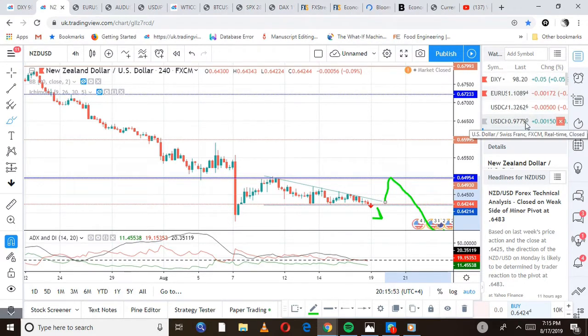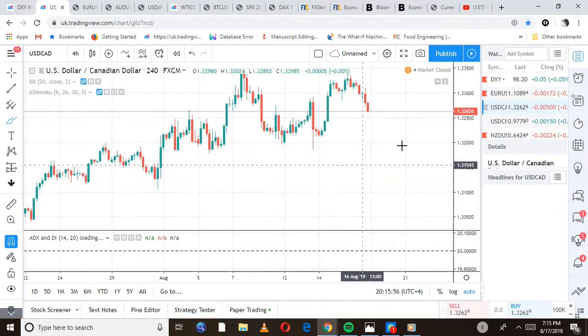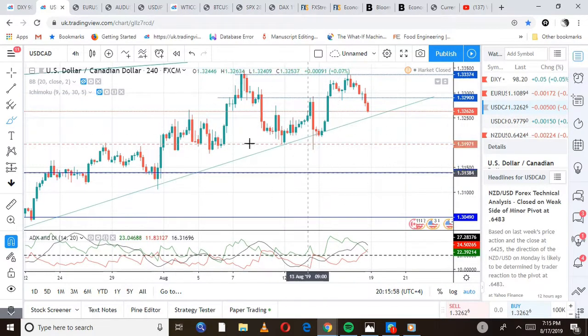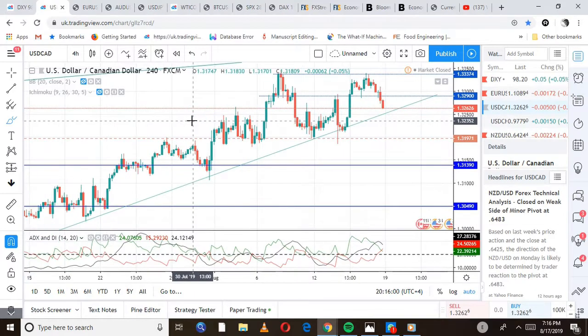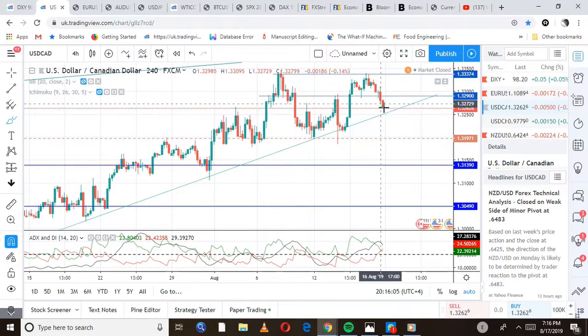So moving on, I would like to look at the USD CAD as it presents a really good opportunity. As you can see here, we are still in an uptrend, a strong uptrend on the USD CAD. Probably I'm not so sure with this trade.